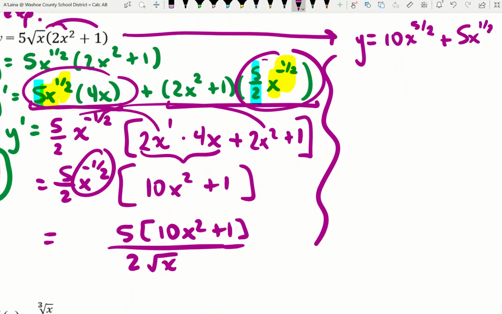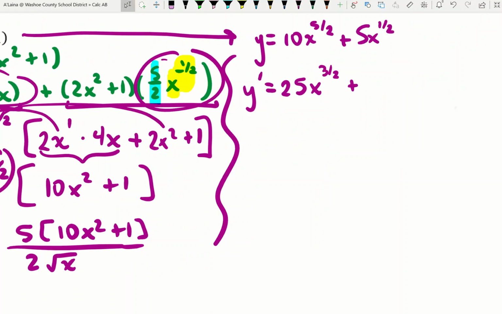You might notice I'm using x to the 1/2 instead of square root of x. That's because I'm now going to use the power rule here. 5/2 times 10, let's see, that would be 25x to the power of, if I subtract 1, 3/2. And this would be plus 5 times 1/2, 5/2 x to the negative 1/2. There's my calculus. Done with the calculus.